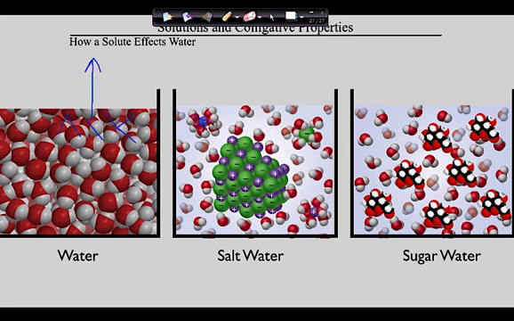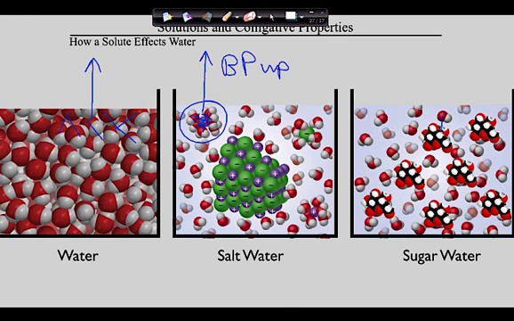Well, if we come over here to salt water, we know that the water is strongly attracted to the salt. And because the water is strongly attracted to the salt, those intermolecular forces are stronger. Because those intermolecular forces are stronger, they're harder to break. Because they're harder to break, the boiling point goes up because the water is harder to break free, because it's strongly attracted to the salt.